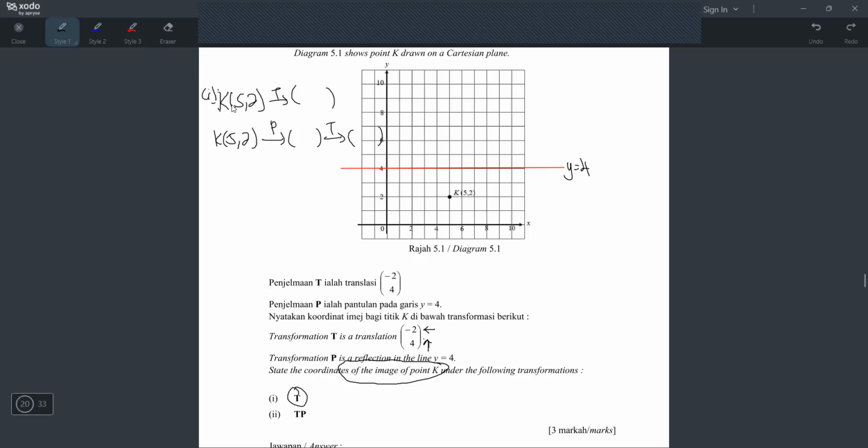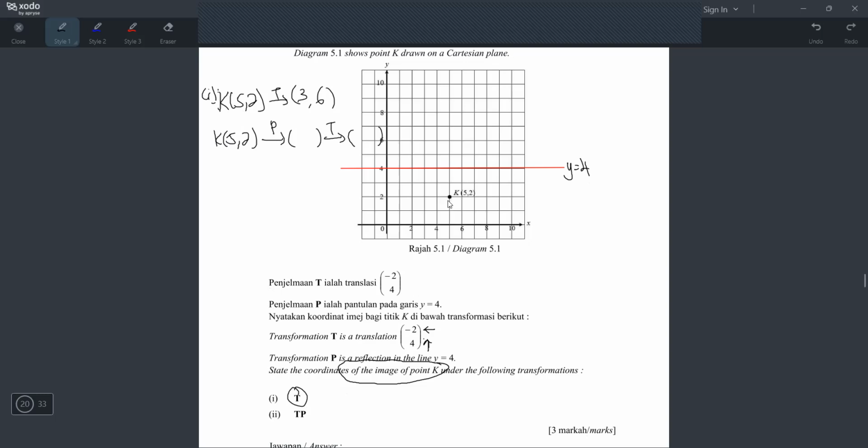Okay, the first question. K (5, 2), we want to do translation (-2, 4). So 5, 2. 5 minus 2, 3. 2 plus 4, 6. That's the answer. Alright. Okay, why can I do it so fast? Because I straight away take 5 minus 2 to get 3, 2 plus 4, 6. Of course, you can also count the boxes.